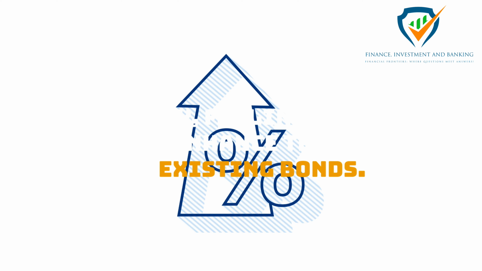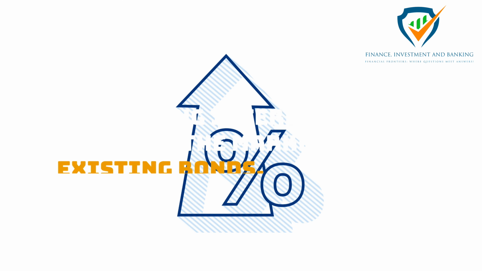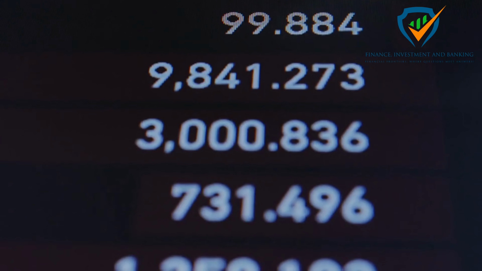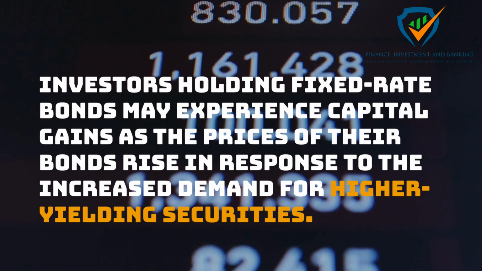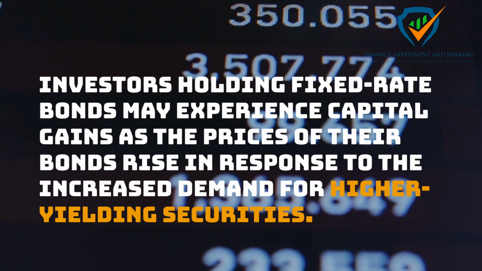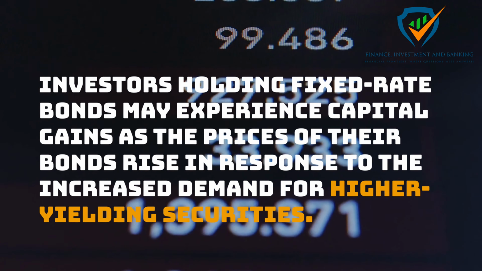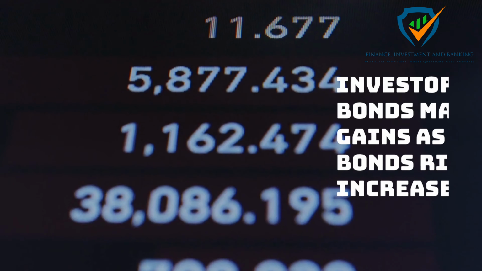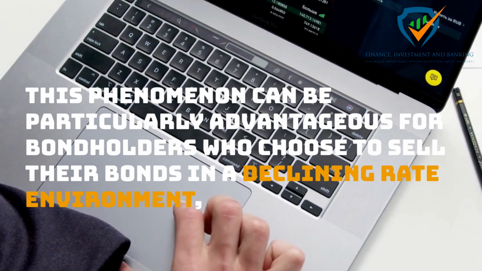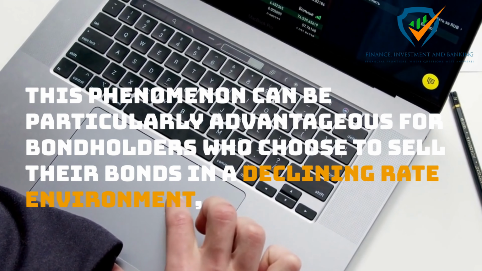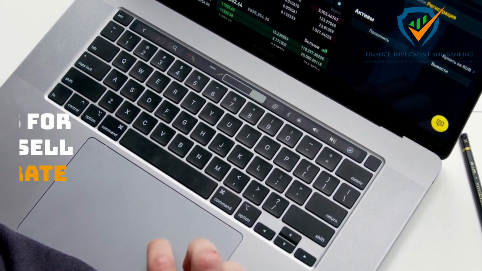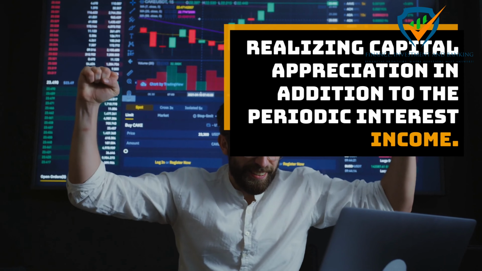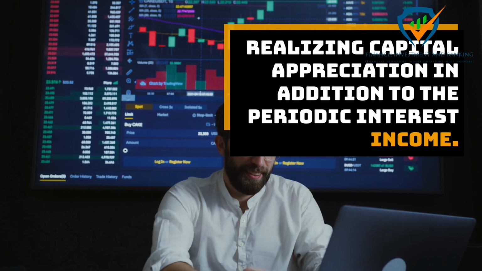Conversely, falling interest rates can enhance the market value of existing bonds. Investors holding fixed-rate bonds may experience capital gains as the prices of their bonds rise in response to the increased demand for higher-yielding securities. This phenomenon can be particularly advantageous for bondholders who choose to sell their bonds in a declining rate environment, realizing capital appreciation in addition to the periodic interest income.